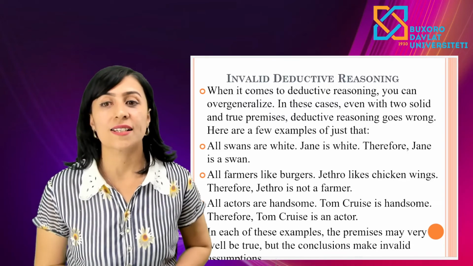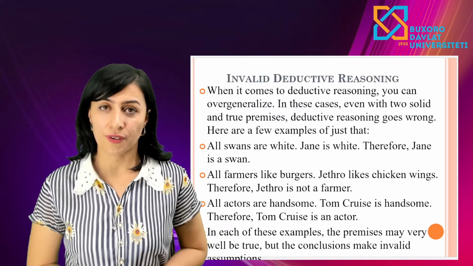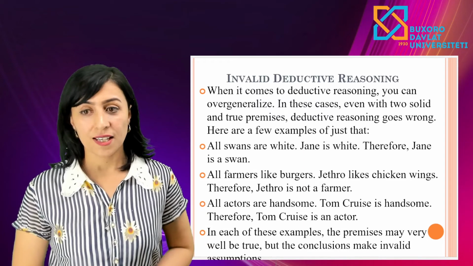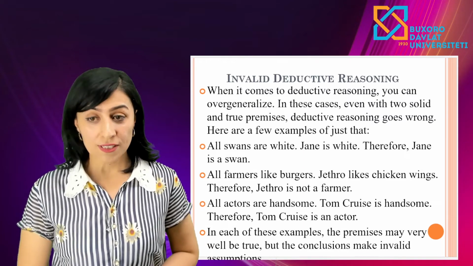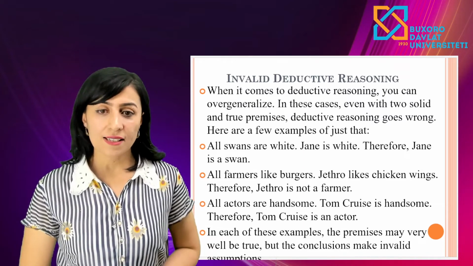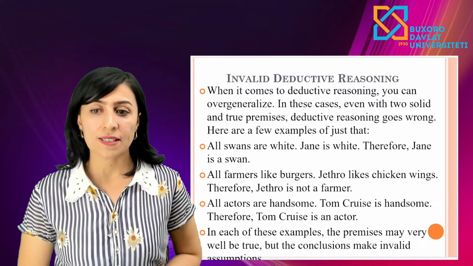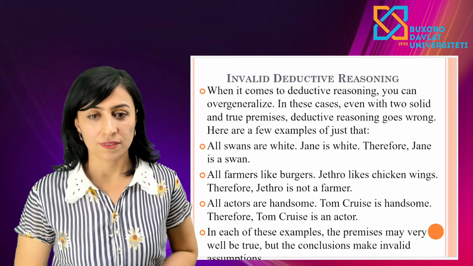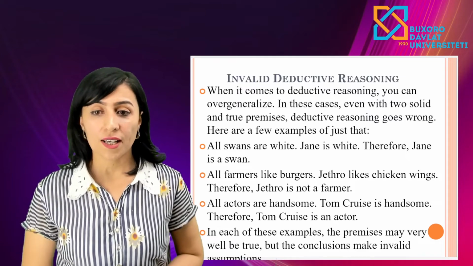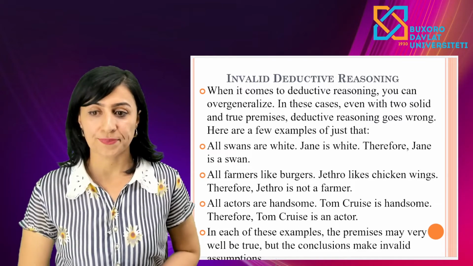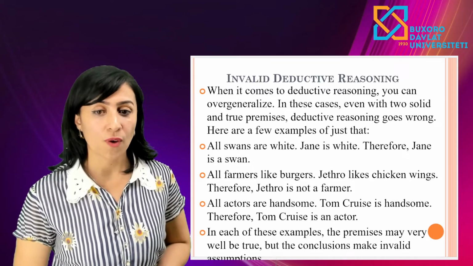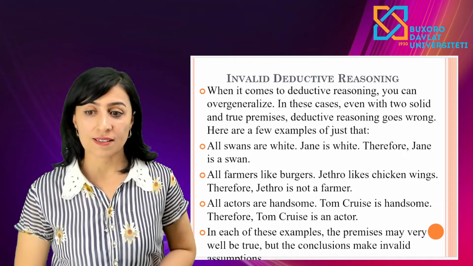Now, dear students, there can also be invalid deductive reasoning. When it comes to deductive reasoning, you can generalize. In these cases, even with two solid and true premises, deductive reasoning goes wrong. Here are a few examples of just that. All Svens are white. Jane is white. Therefore, Jane is a Sven.